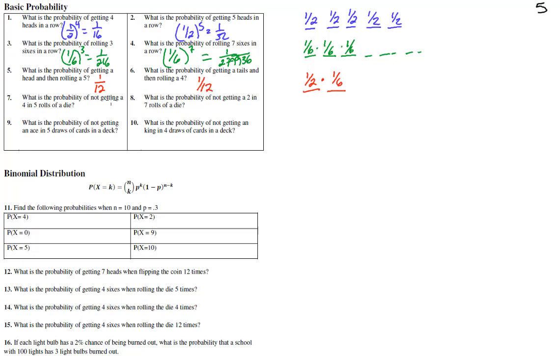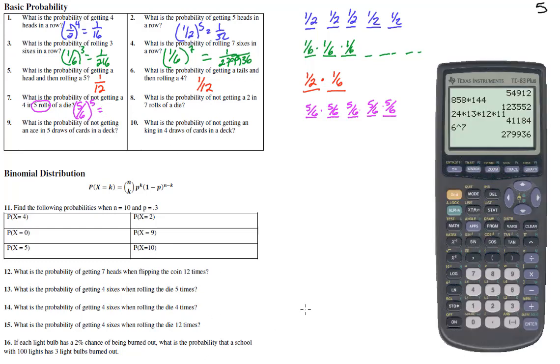What's the probability of not getting a 4 in 5 rolls of a die? So 1, 2, 3, 4, 5 rolls of a die and not getting a 4. The probability of getting a 4 is 1/6. So the probability of not getting a 4 on the first roll is 5/6. On the second roll, 5/6. And the third roll, yeah. The probability of not getting something is just 1 minus the probability of getting that. So we missed a 4 1, 2, 3, 4, 5 times. So that's 5/6 to the fifth power.